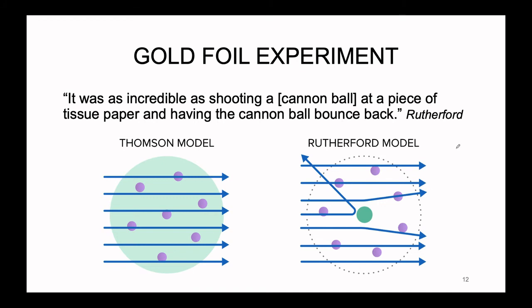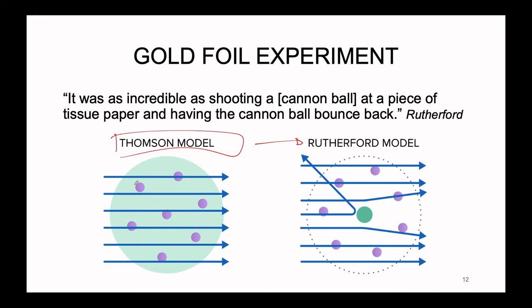Rutherford was then recorded to say, "It was as incredible as shooting a cannonball at a piece of tissue paper and having that cannonball bounce back." His line of thinking, again, Thomson was his friend. He was trying to help his friend out, design a scientific experiment to help support his friend's picture for an atom. But at the end of the day, he ended up finding the exact opposite. He ended up disproving his friend's theory instead.